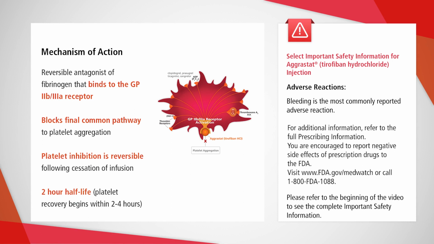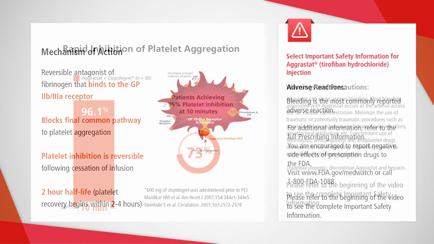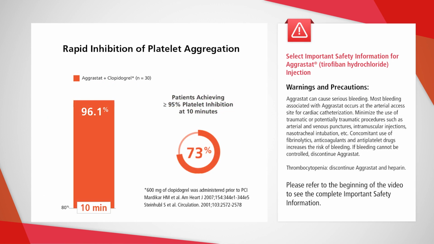Before describing the next steps, as a refresher, Aggrastat, or tirofiban hydrochloride, is a reversible antagonist of fibrinogen that binds to the glycoprotein 2B3A receptor, where it blocks the final common pathway to platelet aggregation. It has a 2-hour half-life, and the platelets return to normal function between 4 to 8 hours after you stop infusing this agent. Aggrastat provides very potent and rapid platelet inhibition and has a very consistent response for patients.